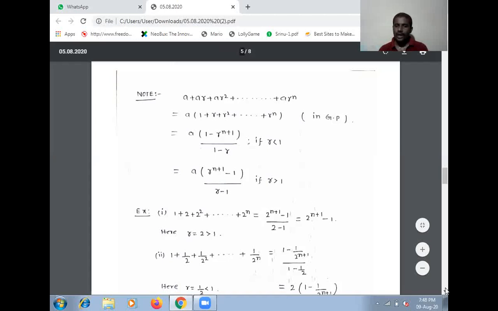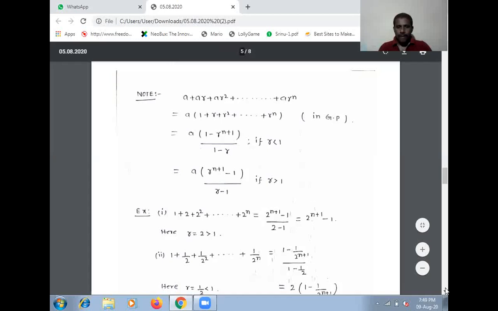And if R greater than 1, we have the formula A of R to the power of n plus 1 minus 1 by R minus 1. It is the second case, if R greater than 1.